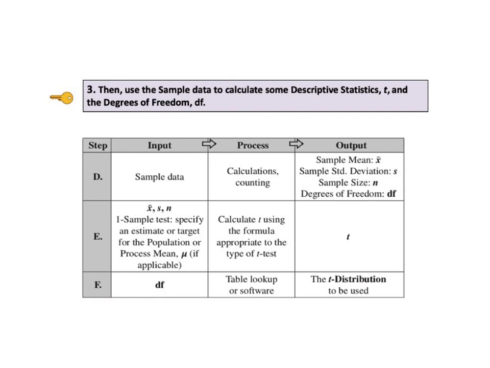In step E, for the one sample t-test, we specify an estimate or target mean for the population or process. For the other two types of tests, we calculate the value of t using the formula appropriate to the type of t-test. In step F, the degrees of freedom is determined and we use it to identify the appropriate t distribution.